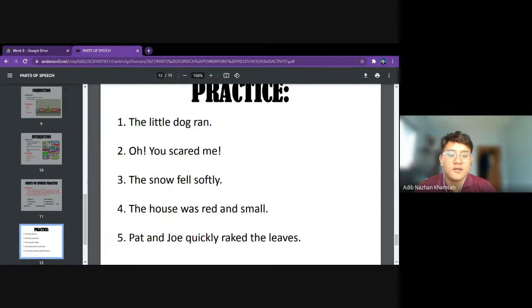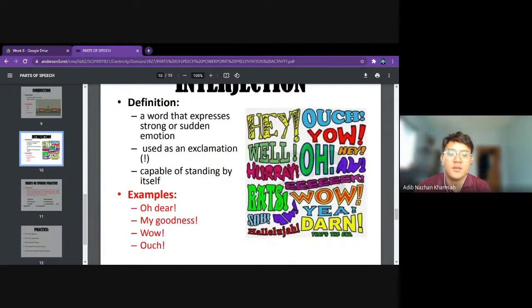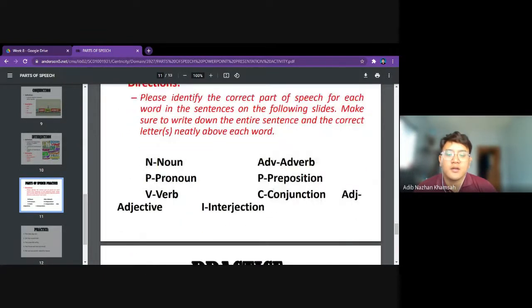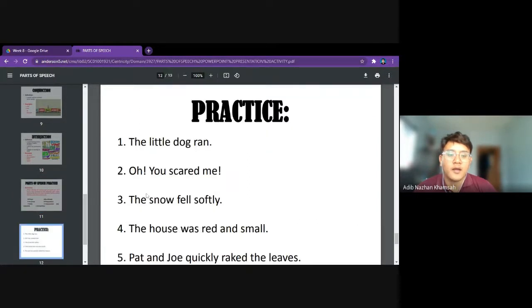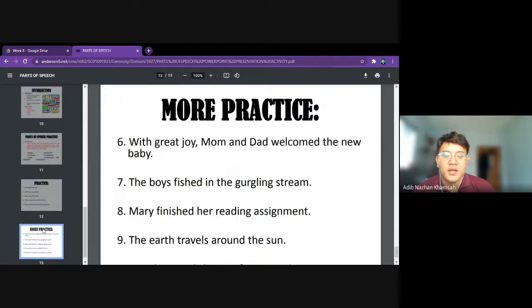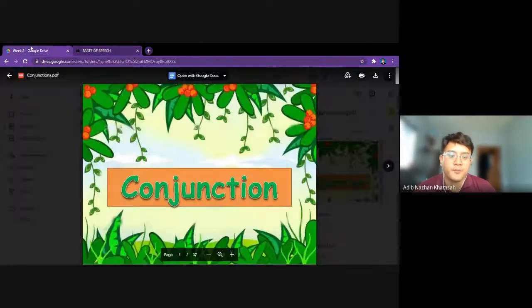See, kat sini, capable of standing by its own, we have the example just now. Interjection. So kita guna like this. Oh, so you put the interjection alphabet here, I here, put I. So there are 2 pages of practice. I want you to do this. For the remaining hours, please do this. I want to see later. I will give you this one in future and in your WhatsApp group as well.